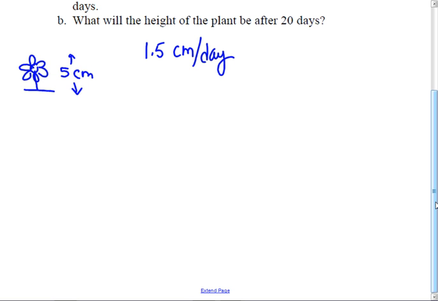Okay, so let's, what do you want to use for variables? Just x and y? Doesn't matter. So x, or how about time? How about t and h? In the beginning, we're going to start at t equals 0. What's the height of the plant? How tall is that plant when we begin? How big? You got to read. 5 centimeters.